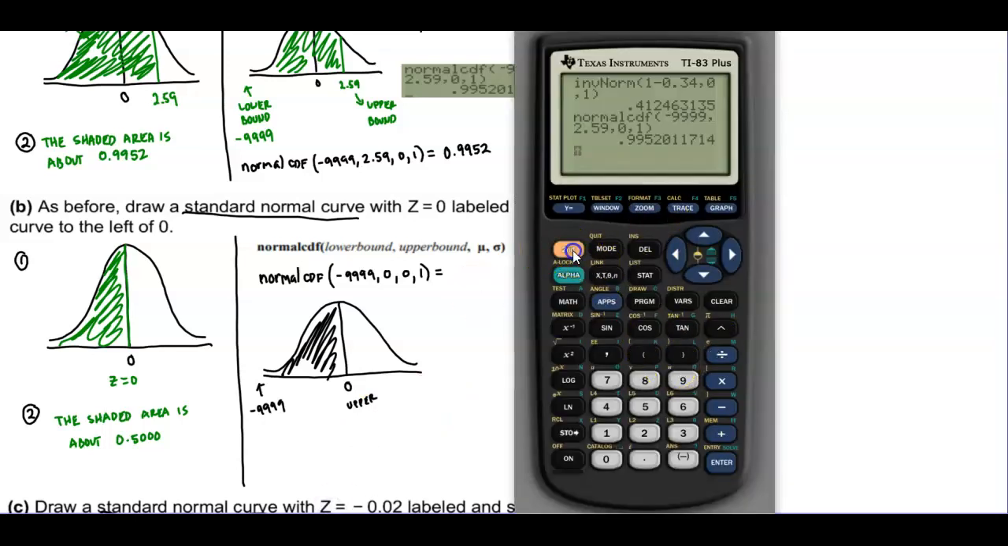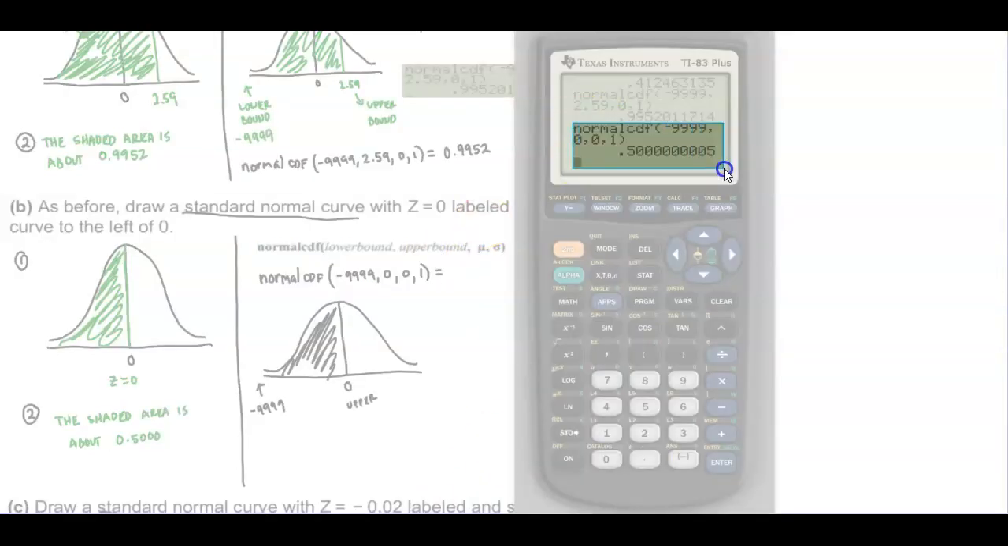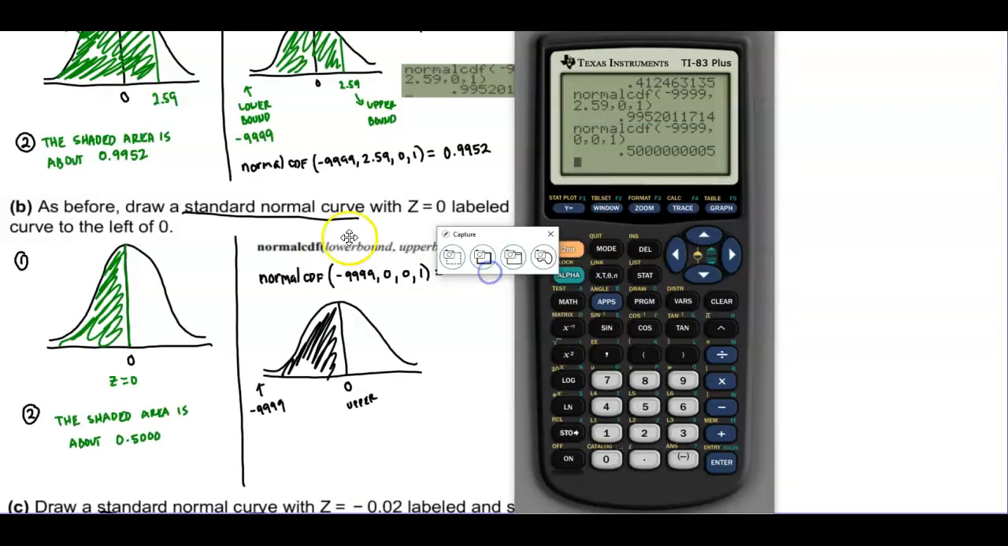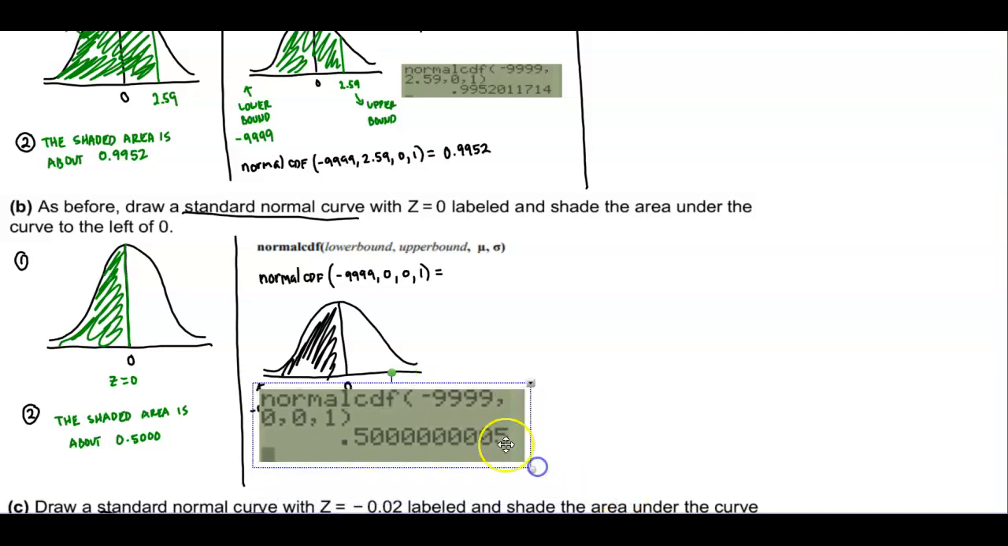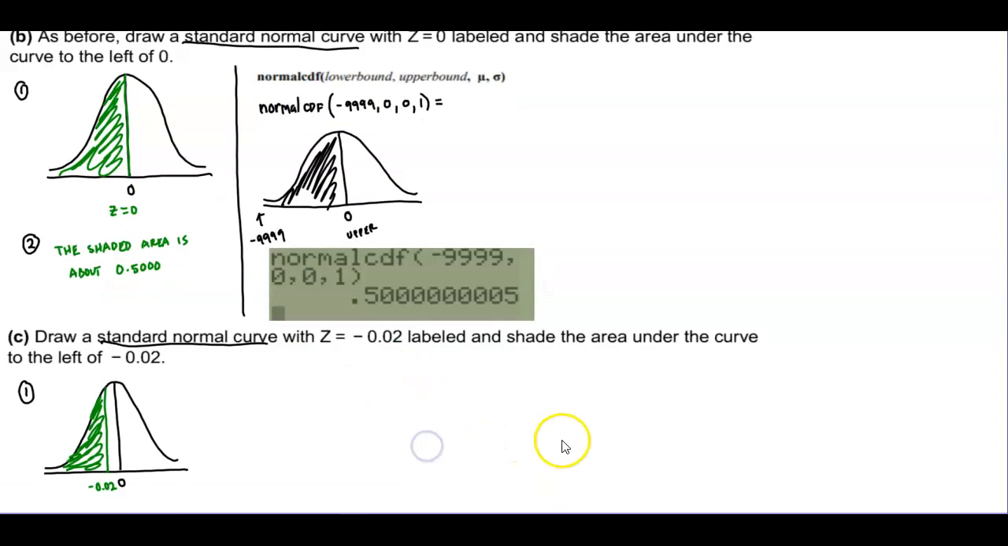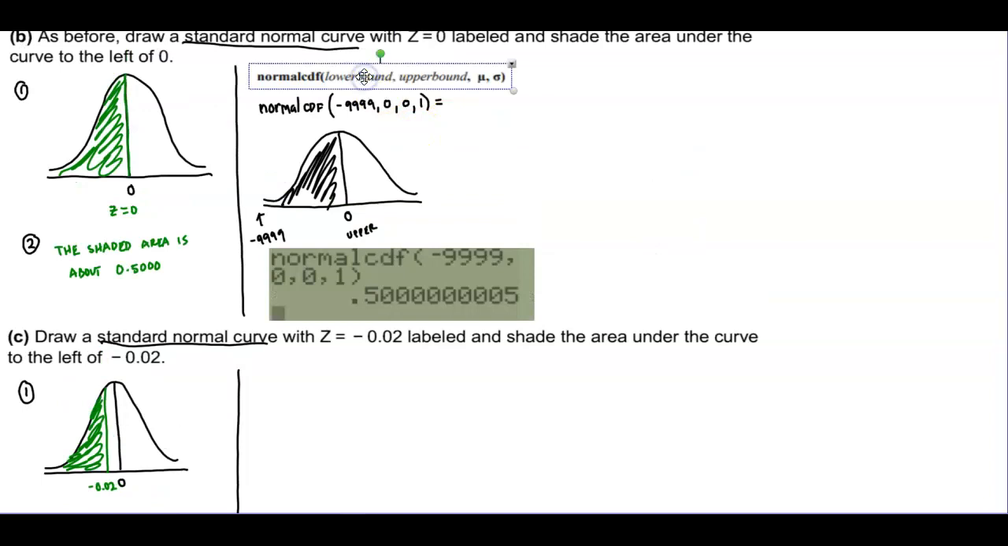So let's go ahead and do that. Second distribution here. So normal CDF, negative 9999, comma 0, with a mean of 0 and a standard deviation of 1. Close the parentheses, hit enter, and there we get our result that you can see is 0.5000. So that matches our result there. Okay, and the next one, again, we're going to use normal CDF.